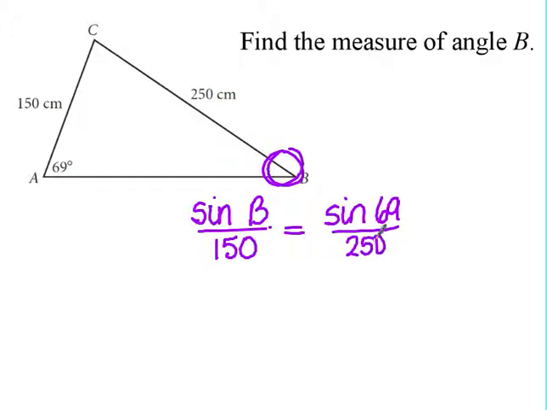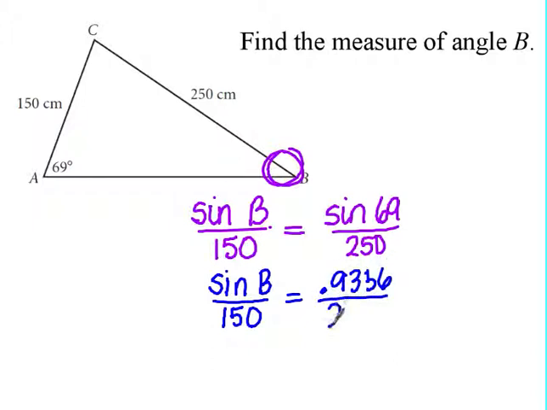Okay. So let's go ahead and fill in what we know. We need to find out what the sine of 69 is. 0.9336. Okay. Now, so I have 0.9336. So what I need you to do now is multiply and divide and tell me what your decimal is. 0.5602.